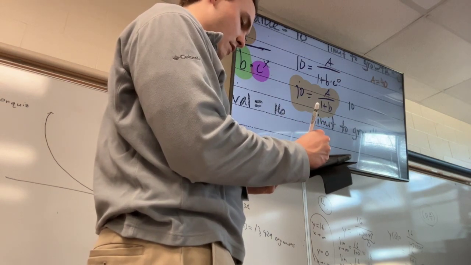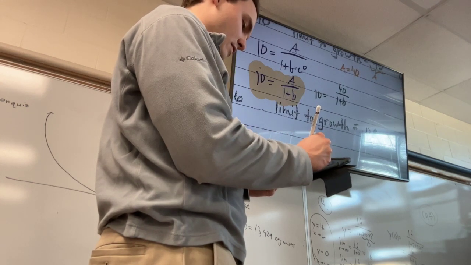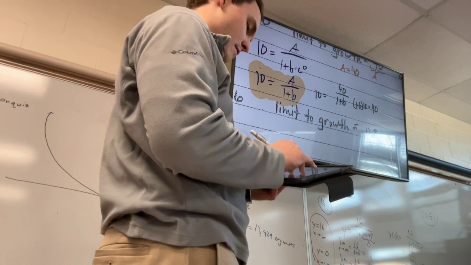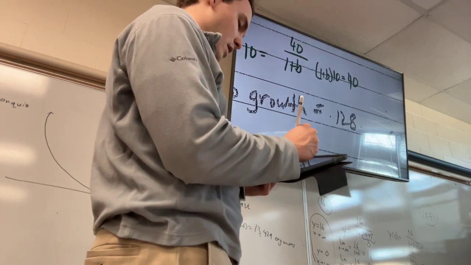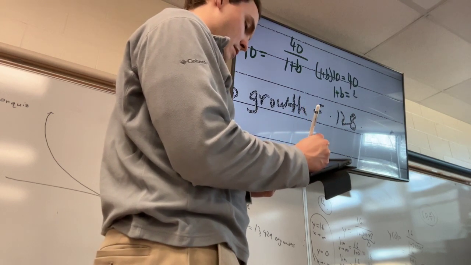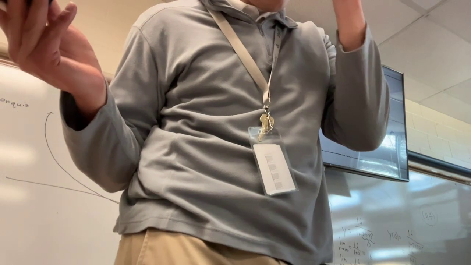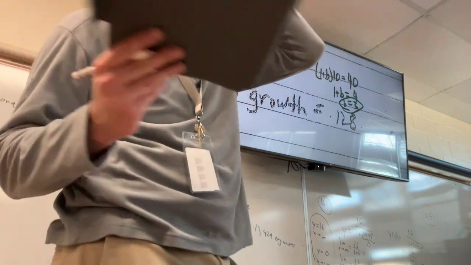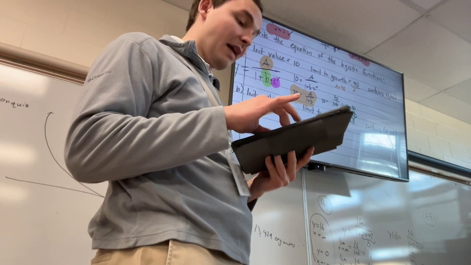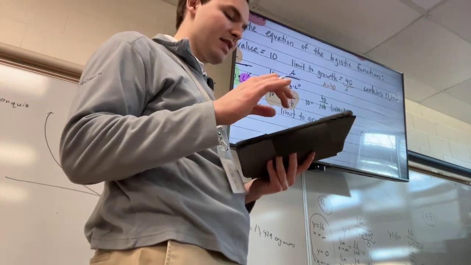So we have 10 equals 40 over 1 plus b, or 1 plus b times 10 equals 40, okay, or 1 plus b equals 4, or b equals 3. So there's our b, okay. And then we have B, we have A, we need what now? We still need C, right? How do you think we're going to find that?